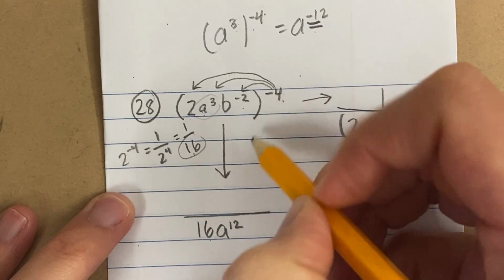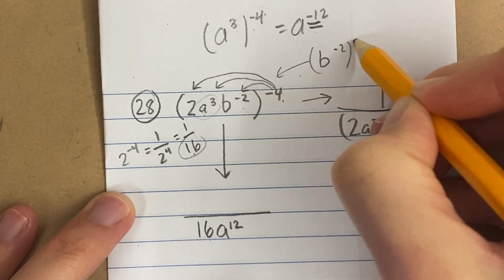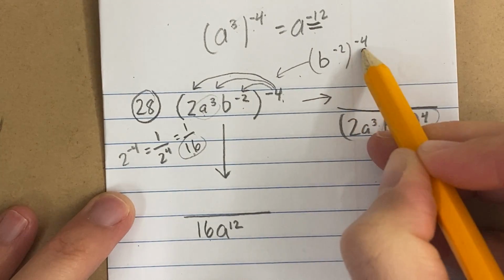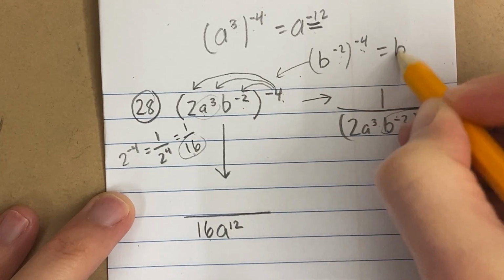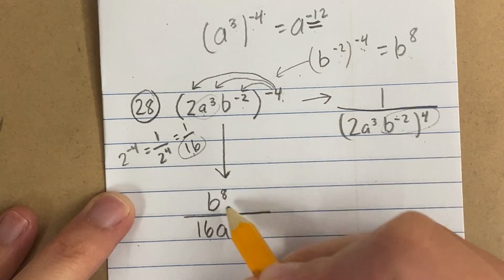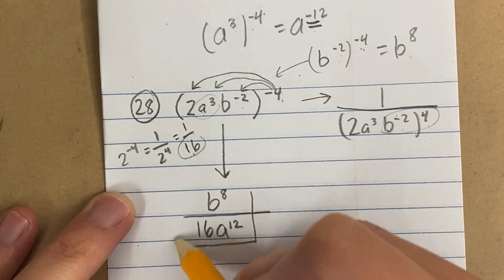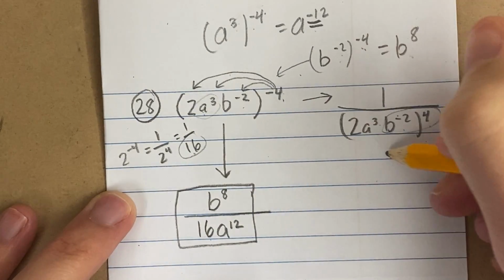Now here, this becomes b to the negative second, times negative 4. We're multiplying. Negative times negative is positive. This becomes b to the 8th. That's positive 8. So that, because it has a positive exponent, stays on top. Okay, it looks like this.